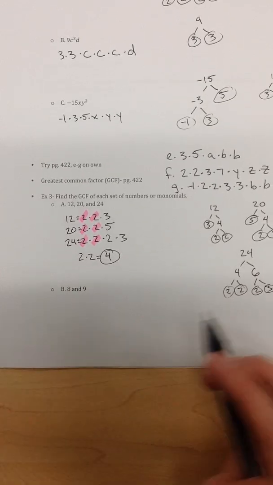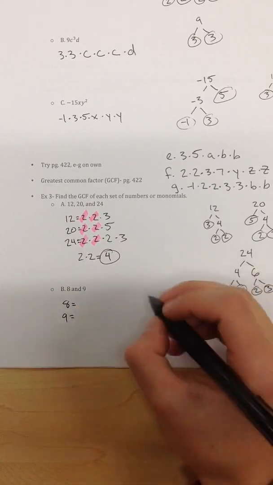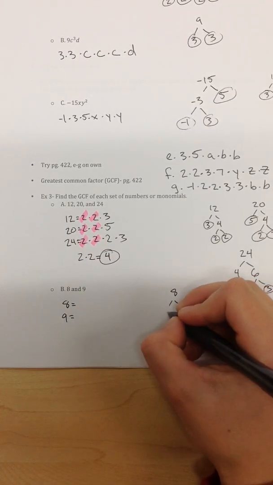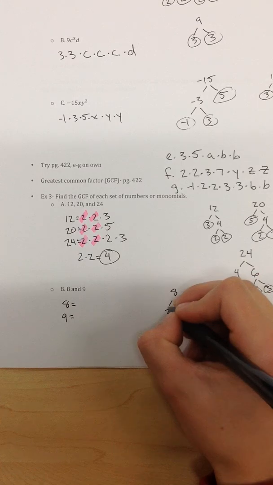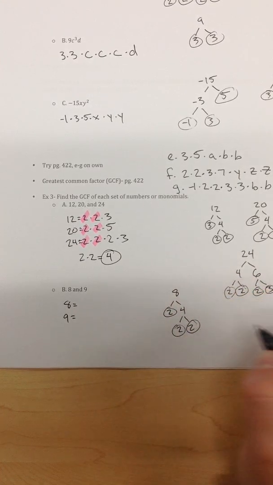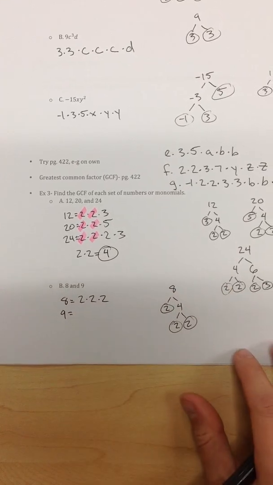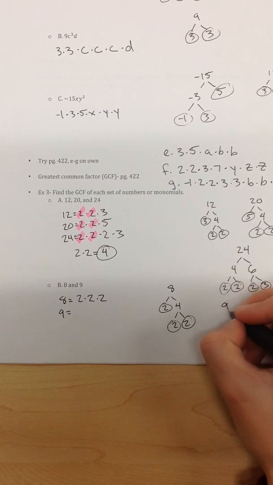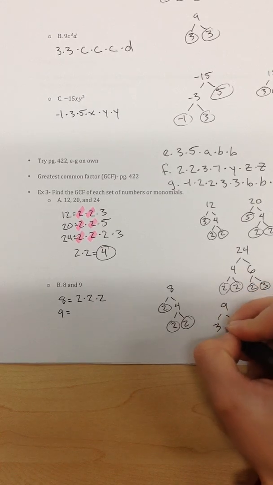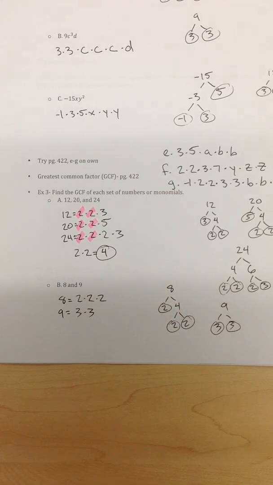Alright, next one here, we've got 8 and 9. So we'll break down 8, we'll break down 9. So 8, we could go 2 and 4. 2 would be prime, 4 could go into 2 and 2. Those are both prime. So 2 times 2 times 2 for the 8. For the 9, we could go 3 and 3. Those are both prime. So 3 and 3.